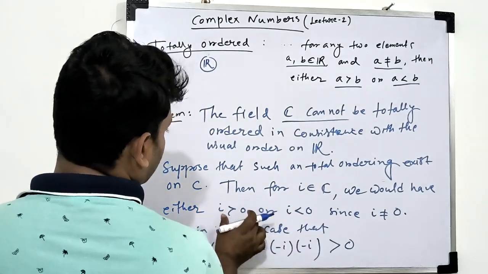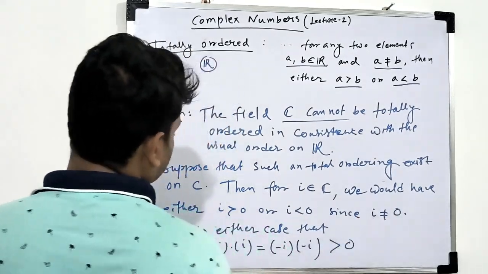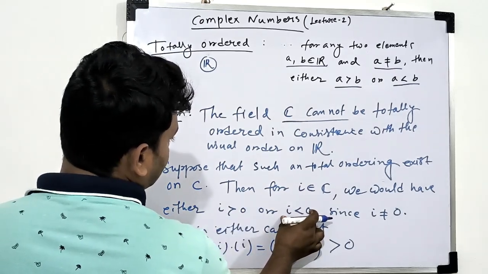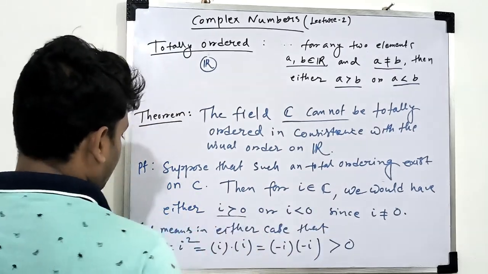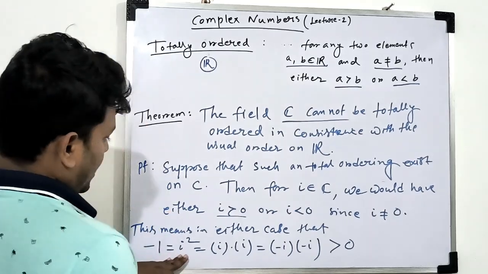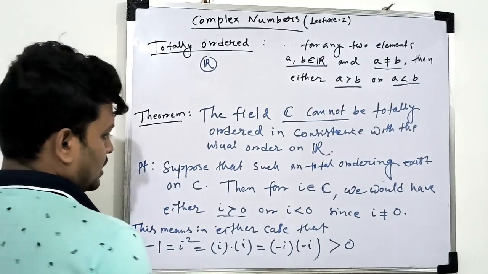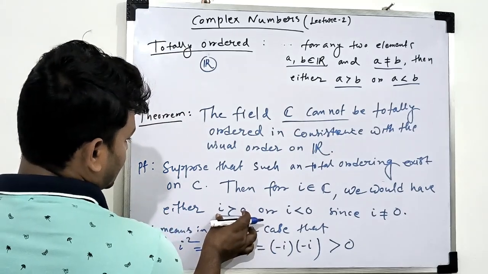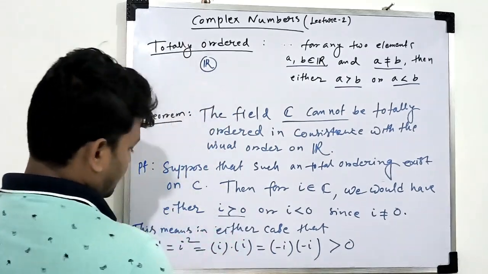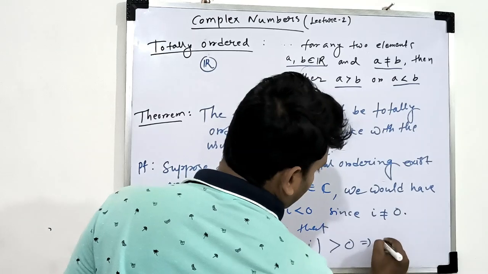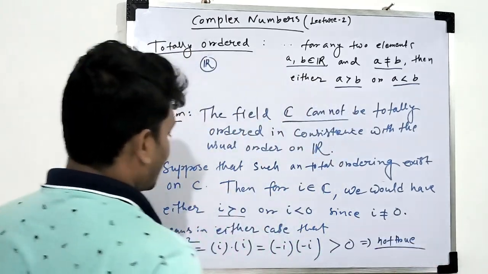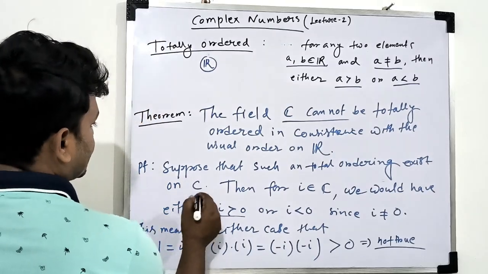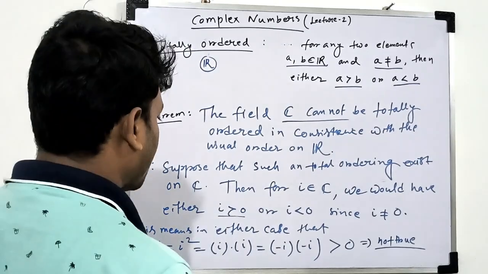by this property. As i is not equal to 0, i will be greater than 0 or i will be less than 0. If we consider this case, i square, we know this value is minus 1. So this will be greater than 0, but this is a contradiction, as minus 1 is not greater than 0. So such a total order is impossible in the set of complex numbers.